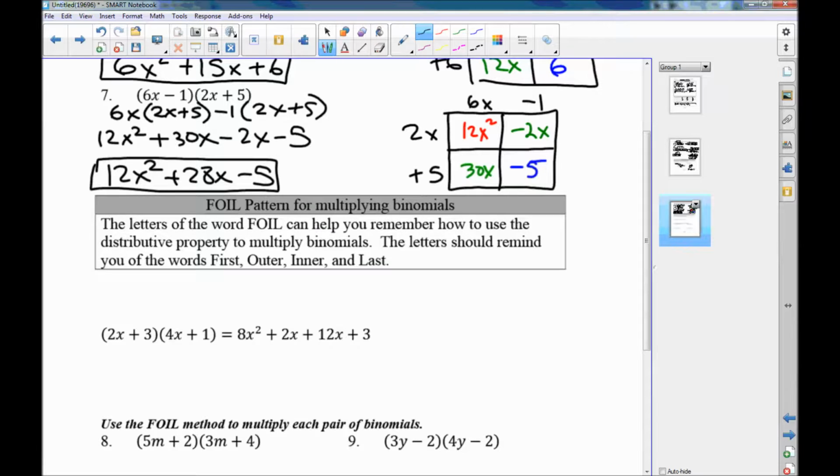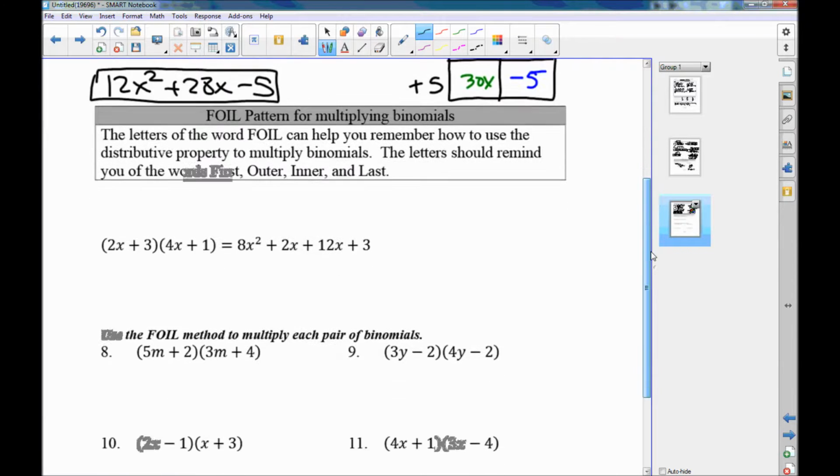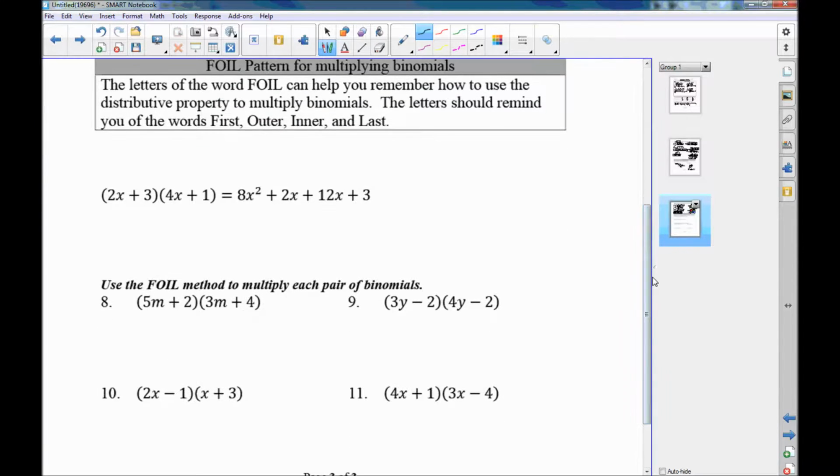Okay. All right, so there is a shortcut method to doing the multiplying binomials. It's an acronym called FOIL. It stands for first, outer, inner, and last. It helps us remember how to do the distributive property with binomials. It's really fast. When you get really good at it, it's great because it helps us when we go in reverse later on. So this is what we mean by FOIL.